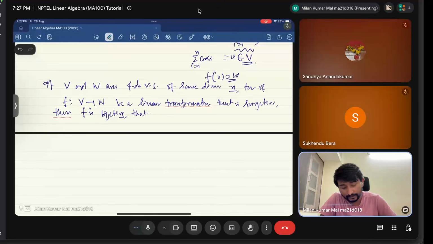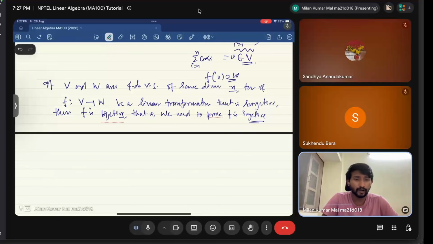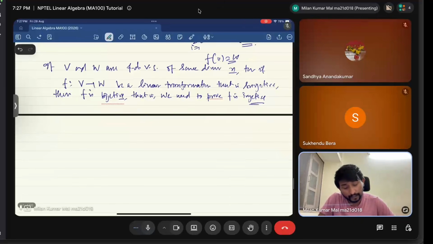That is, we need to prove F is injective. This is what it is, right? Because linearity is there, everything is there. What do we mean by injectivity? Either f of alpha 1 equals f of alpha 2 implies alpha 1 equals alpha 2, or f of alpha equals 0 should imply alpha equals 0. This is what is meant by injectivity. But how will I prove that?